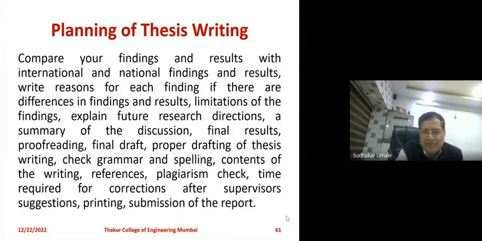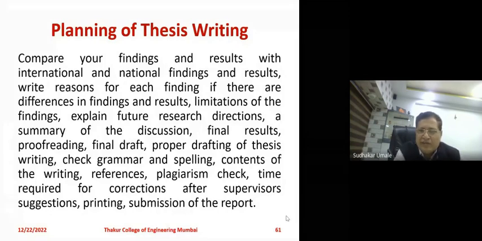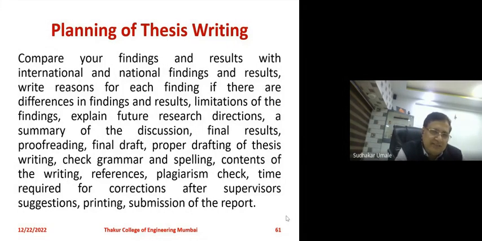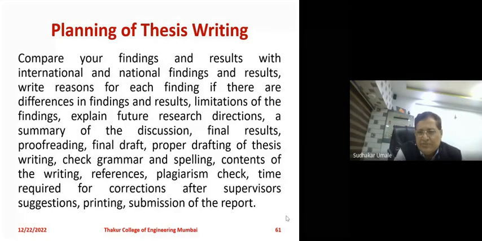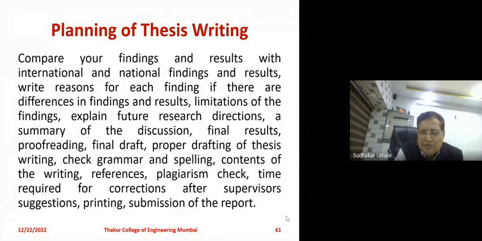A limitation of the findings, because many times we cannot complete each and every finding. Then you have to mention some limitations of the findings, why you are not able to find or get that findings or results. Then you have to mention very clearly your limitations. If machines are not available, softwares are not available, if it is not available, then it is very clear. The reviewer can understand that you have some limitations. You have to explain some future research directions. You have to explain one research direction, second direction, third direction, like that.